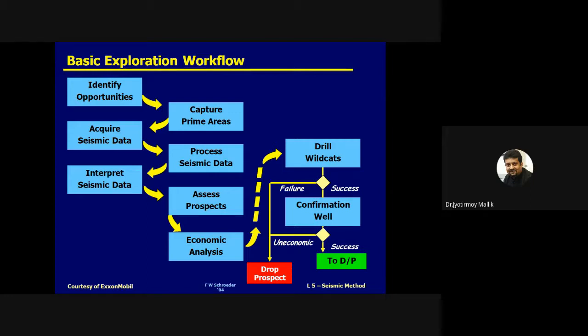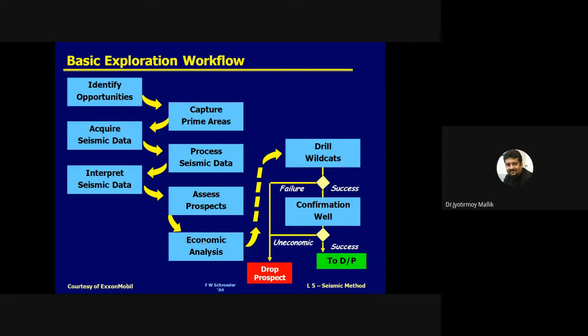And then you assess the prospect. There are a few things you can do from the seismic image itself, together with something called well logs, and we will talk about well logs in the next class, perhaps tomorrow. You can actually say whether this particular area has oil or gas or not. You can also say, if there is oil and gas, how much oil and gas is there. So the first thing is whether there is oil and gas, and the second thing is how much oil or gas is there.